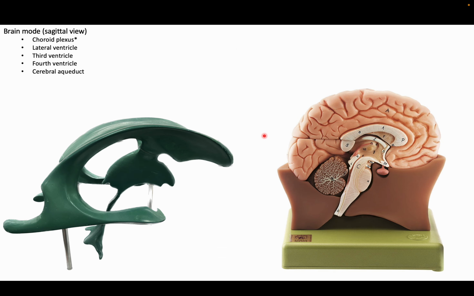Okay, so now we're still looking at the brain in the sagittal view, but I want to go through all the ventricles in the brain. The ventricles in the brain are the structure that is carrying cerebral spinal fluid. So don't get weirded out by this picture. This is just a model of the ventricles in your brain, and it's sitting right here.